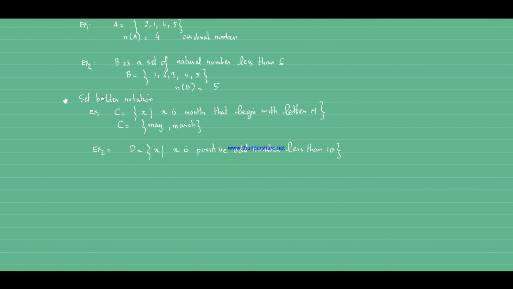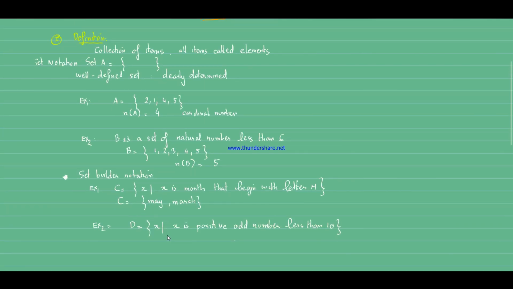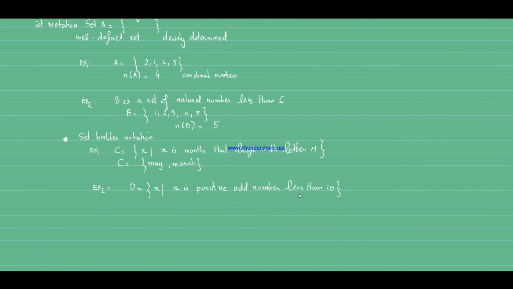Of course, you can use the first method, writing the curly brackets and listing all the positive odd numbers. D equals 1, 3, 5, 7, and 9. You can use either way to write a set. The number of elements here is also 5. The cardinality is 5 because it contains 5 elements.